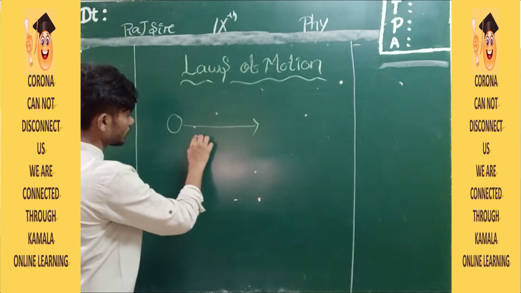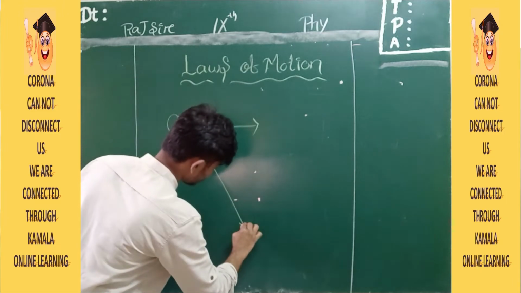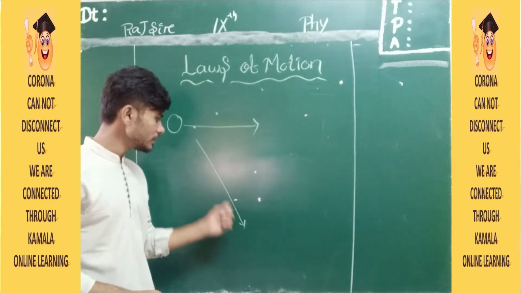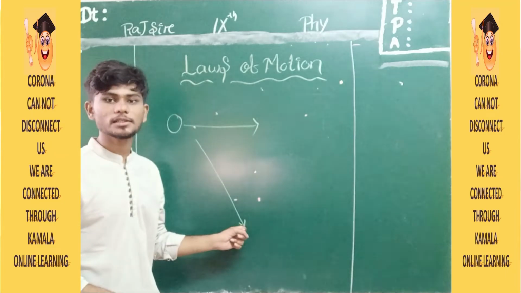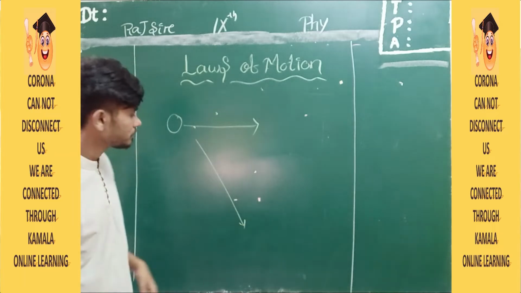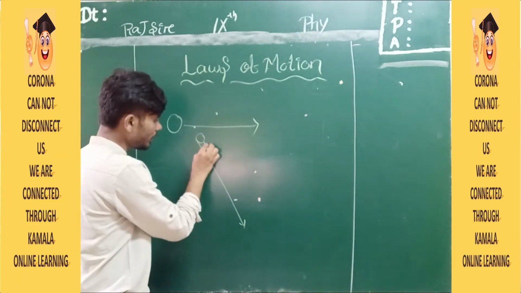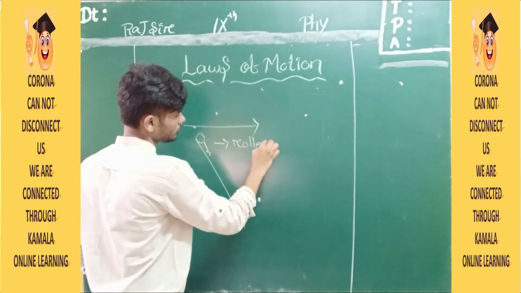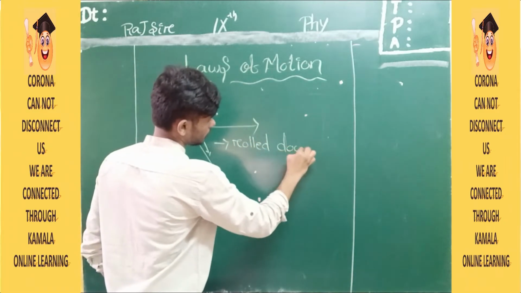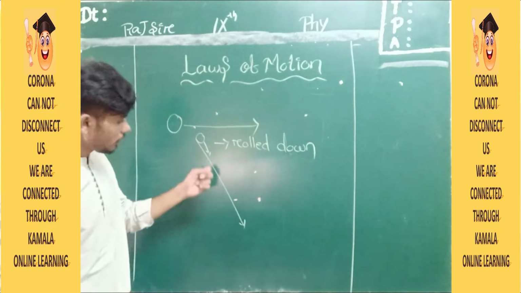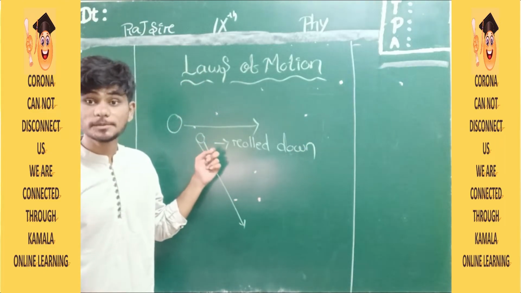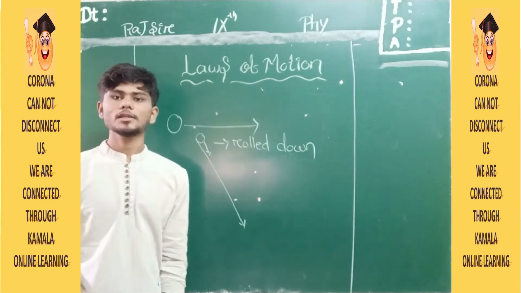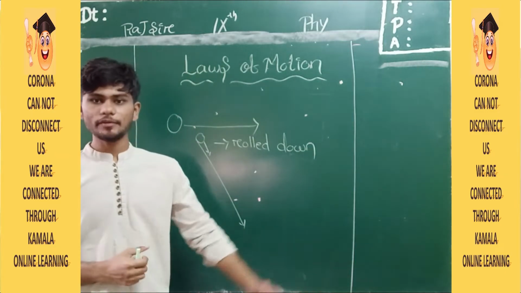First he took a surface which was a plain surface. As you can see this tray, let's think this is a plain surface. He rolled down a ball. So what did he observe? He observed that the ball is moving far away. The ball is moving far away.